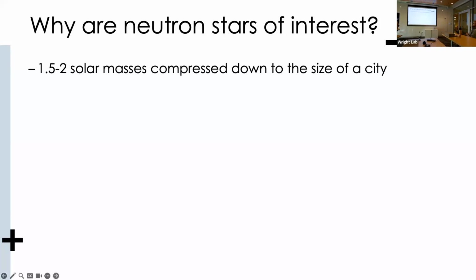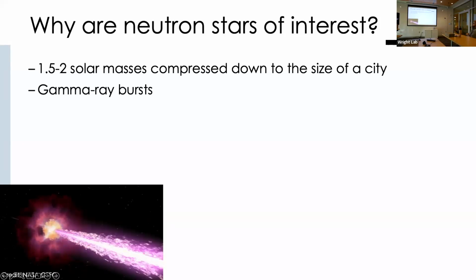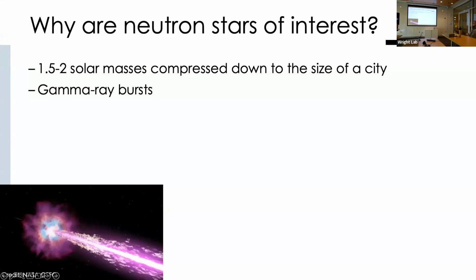They are also responsible for a number of energetic phenomena throughout the universe, one such being gamma ray bursts, which is shown here. These are extremely energetic extragalactic events that are thought to occur either when neutron stars collide or you get direct collapse into a black hole from a supernova. They produce the same amount of energy that the sun does in its 10 billion year lifetime in just a fraction of a second.